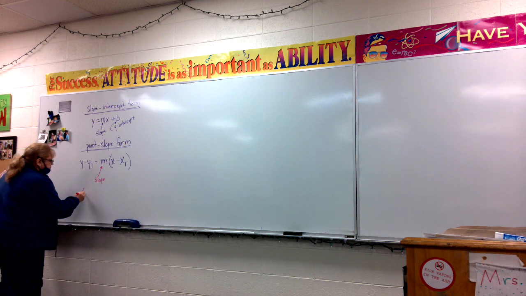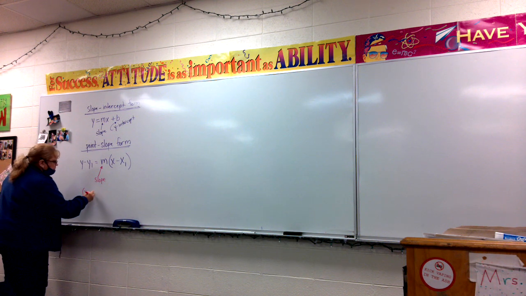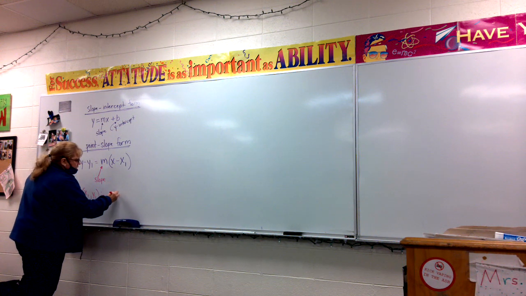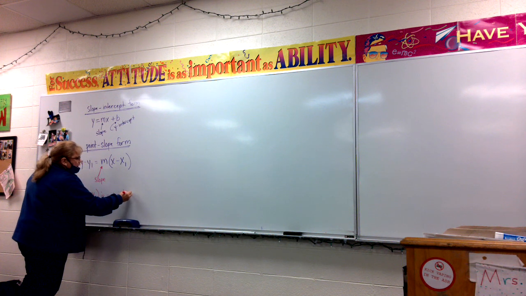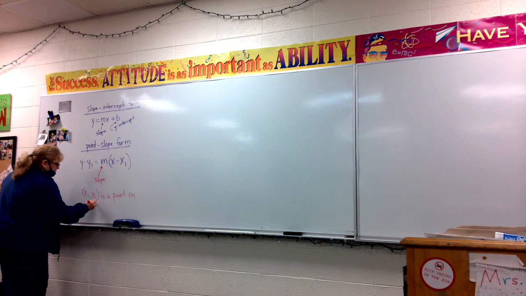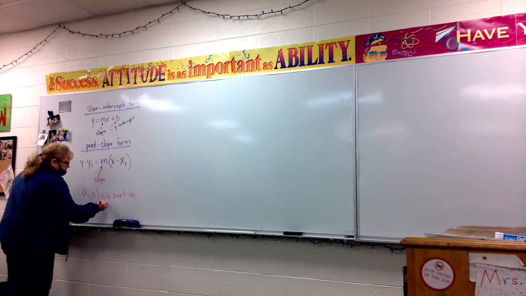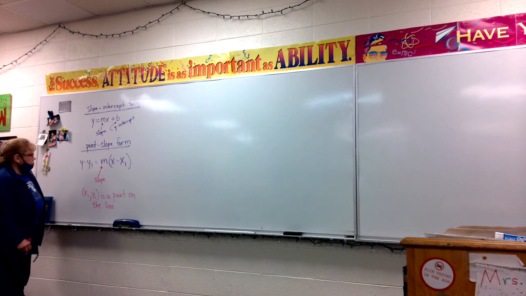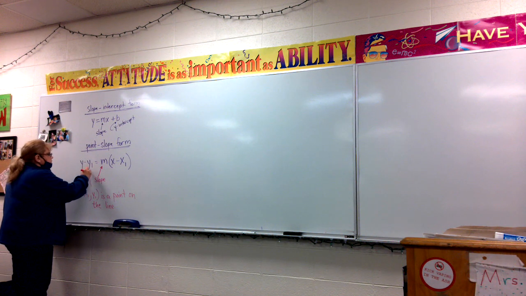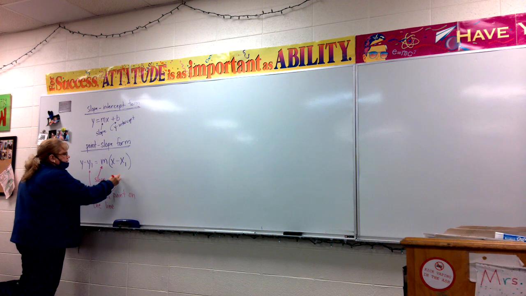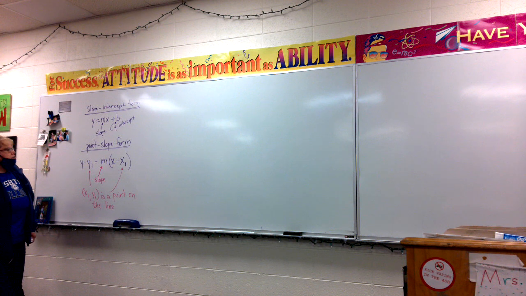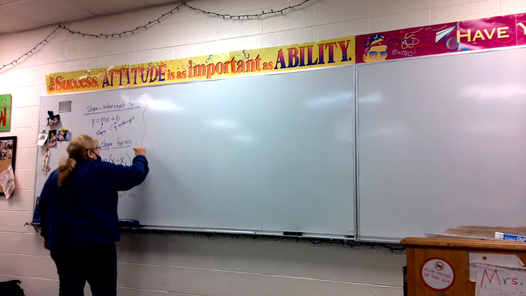And then x1, y1 is a point on the line. So x1, y1 is a point on the line. So there's point-slope form. Then there's one more.